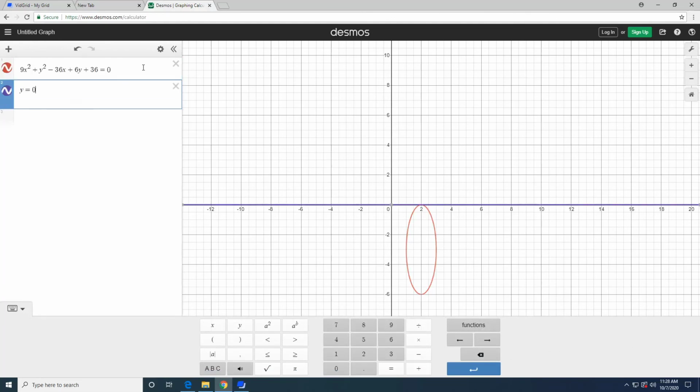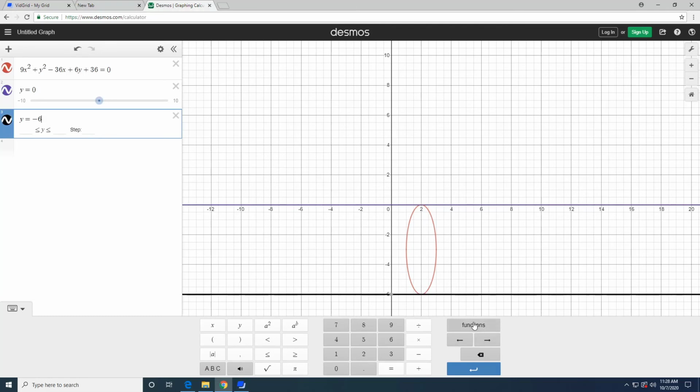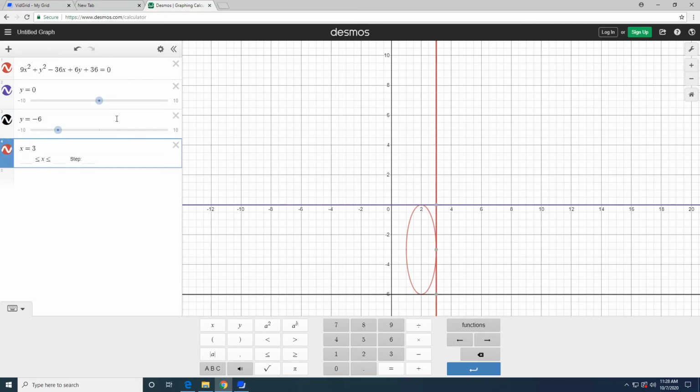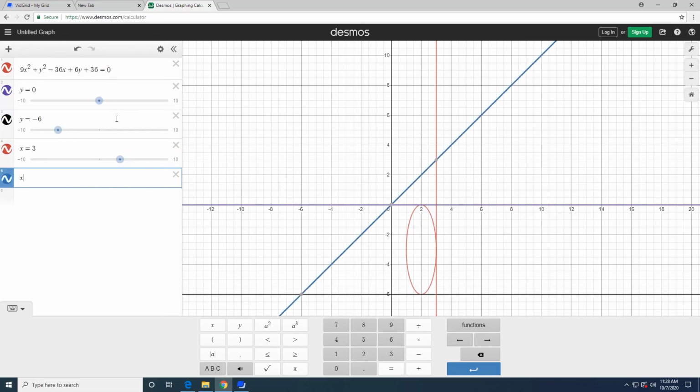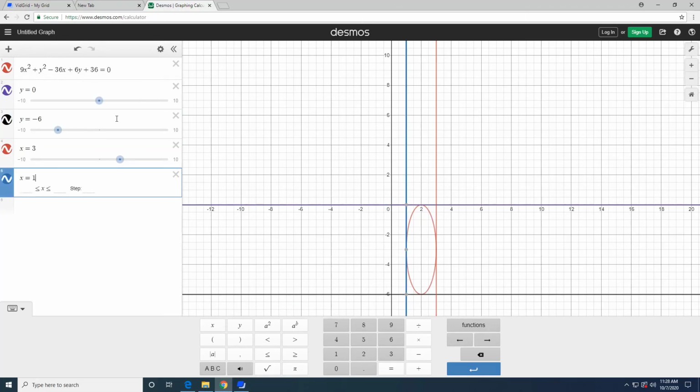All right, so my horizontal tangents: y equals 0 is right there on the x-axis, and then y equals negative 6 is the other one down there. And then my vertical tangents: x equals 3, it's right there. X equals 1. Okay. All right, so any questions about that?